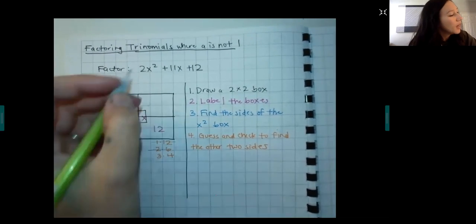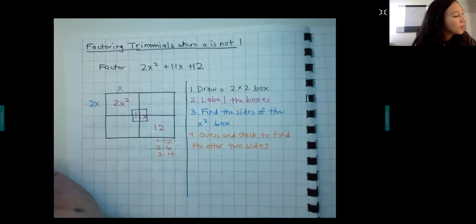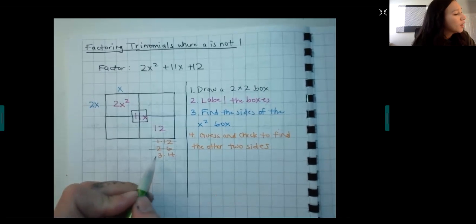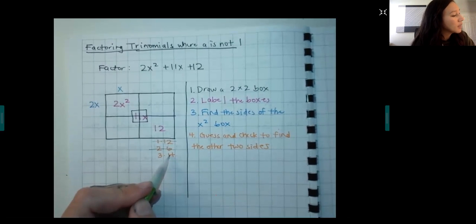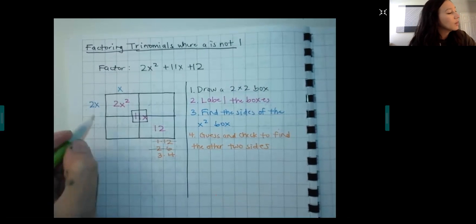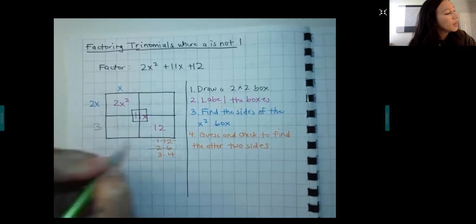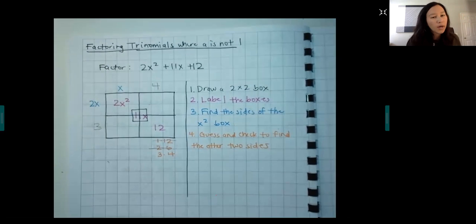So 3 and 4. We know it's got to be 3 and 4. Now we just have to figure out where we want to put the 3 and where we want to put the 4. So if I multiply 3 times 2, that'd give me 6, and then a 4 would only give me 10. So it looks like I probably want my 3 here and my 4 here.